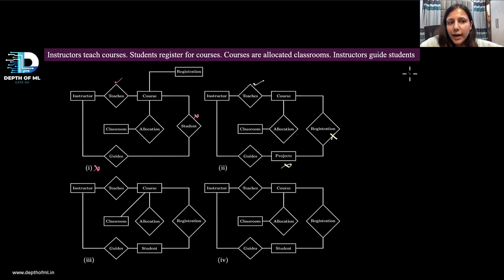Again, instructors guide the students. So this relationship is also incorrect because instructors are not guiding projects. Instructors are guiding students. So these three things are incorrect. So this option is also incorrect.